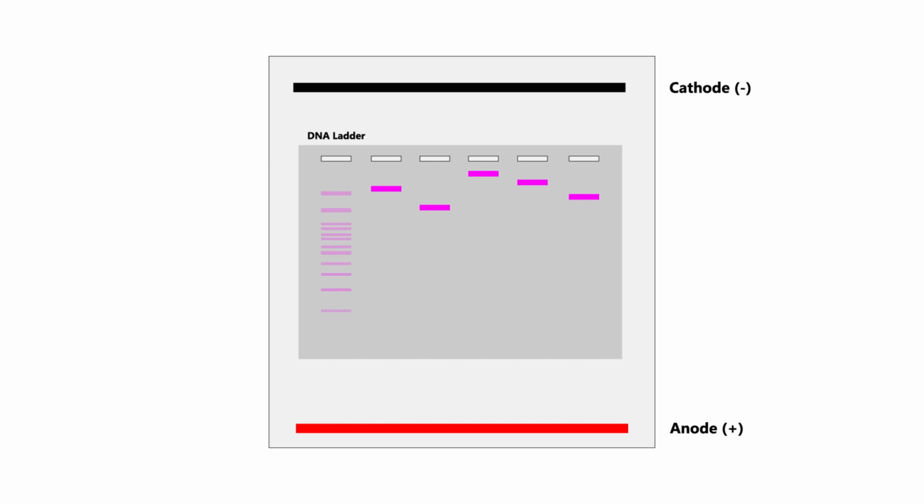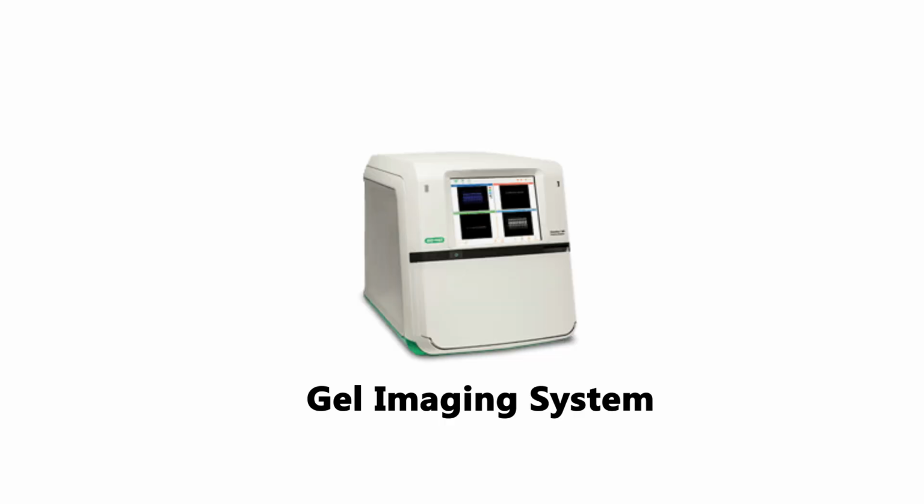When an electric field is applied, the negatively charged DNA will migrate to the anode, the positive end of the tank. The smaller the DNA fragment size, the further it will migrate down the gel. Larger DNA will remain at the upper region of the gel. In order to visualize the results of the gel, we will use a gel imaging system that emits UV light, allowing you to see the fluorescent DNA bands.